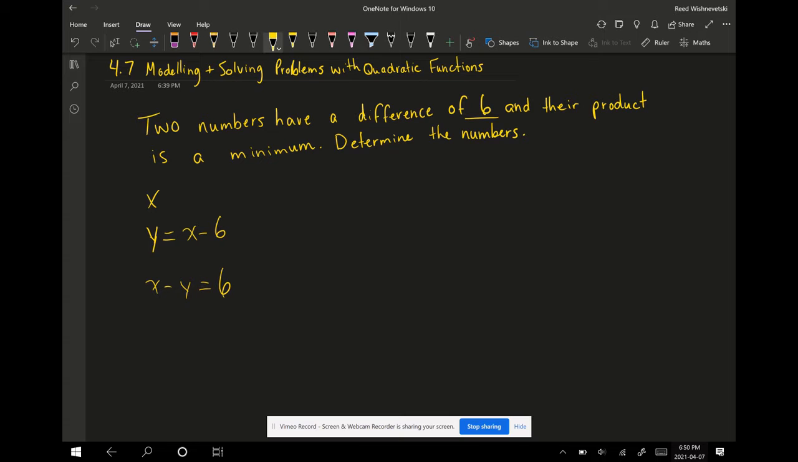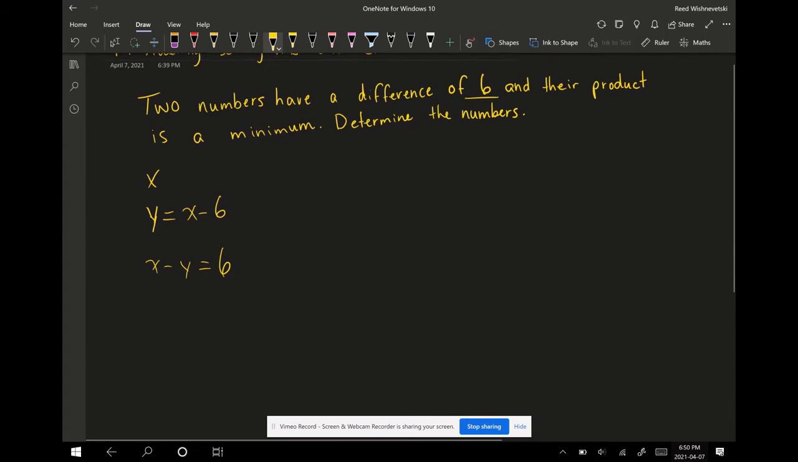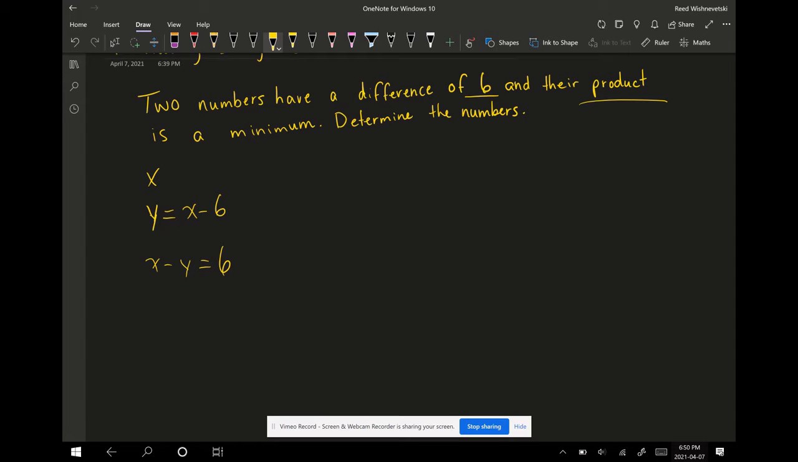Okay. So now what we need to do is make an equation for our product. We're just going to call it p because we can use any letter there. And the p is going to be the product of our two numbers. So our two numbers, we know, are x and y. So we're going to do x times, and since we already determined y is equal to x minus 6, we're going to do x times x minus 6.